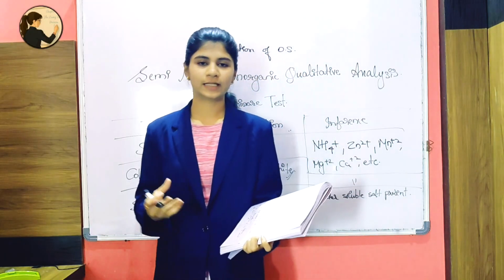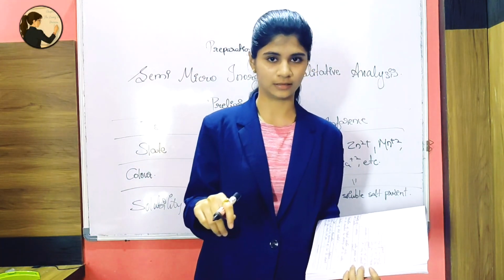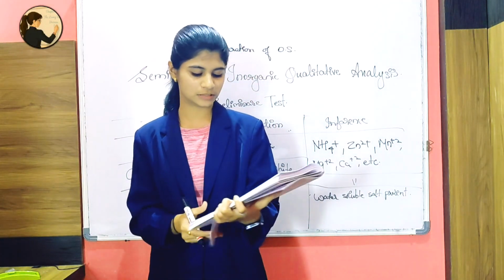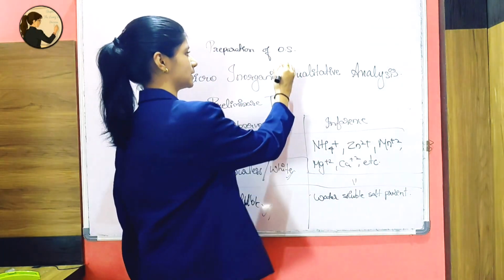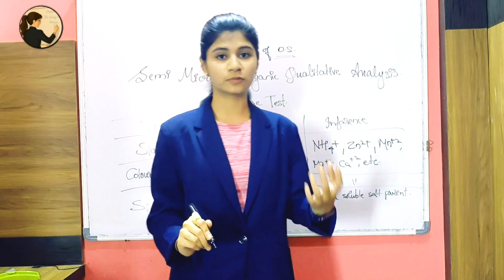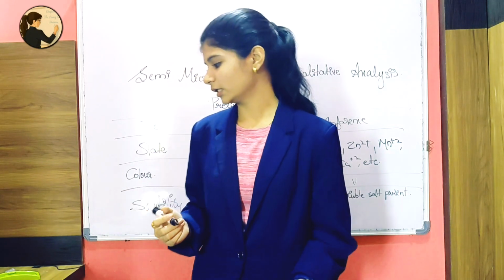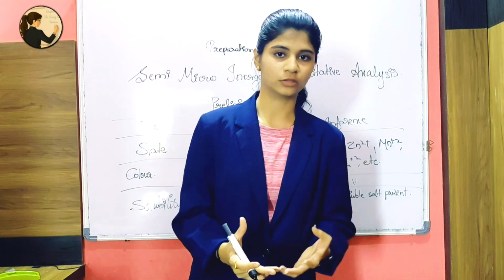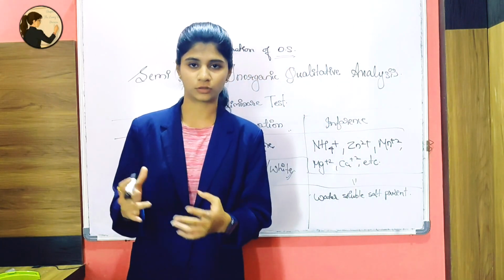What will you do? You will take the water and you will mix a spoon of salt in that. Then what will you write? OS is prepared by dissolving salt in water. First I'll tell you what is OS. OS is original solution, which you will be using for detection of acid radical as well as basic radical. So you have to write OS is prepared by dissolving salt in water. Means original solution is prepared by dissolving salt in water.